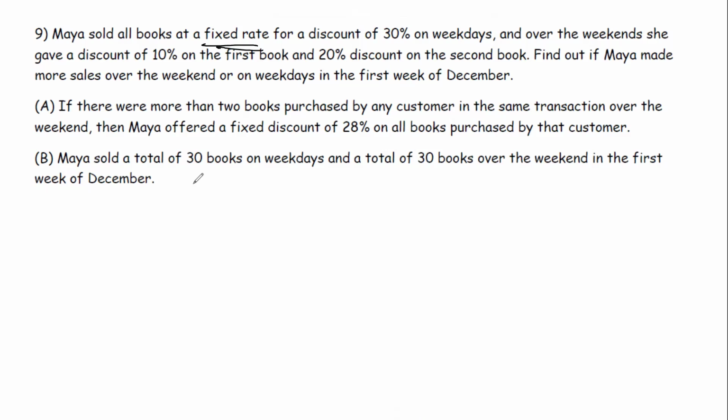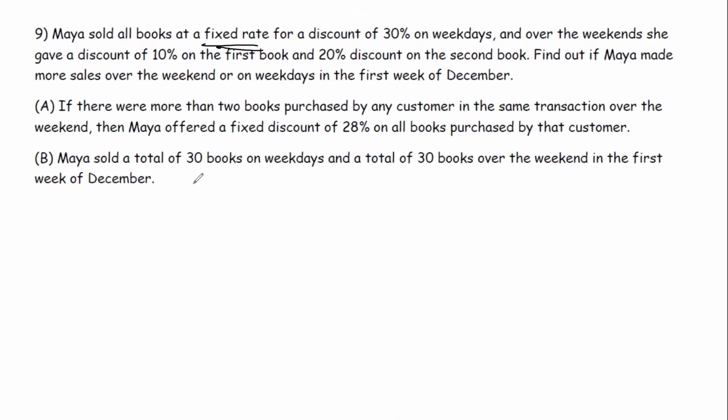Now we need to figure out whether she made more sales over the weekend or on weekdays. Now, if there were more than 2 books purchased by any customer in the same transaction over the weekend, then Maya offered a fixed discount of 28% on all books purchased by that customer. So it's clarifying what kind of discount we should offer if the customer bought more than 2 books, or whether there is no discount. That clarity is given by A: for any purchase in the same transaction of more than 2 books, the calculation is done by simply giving a 28% discount on the retail price of all books. Okay. All right.